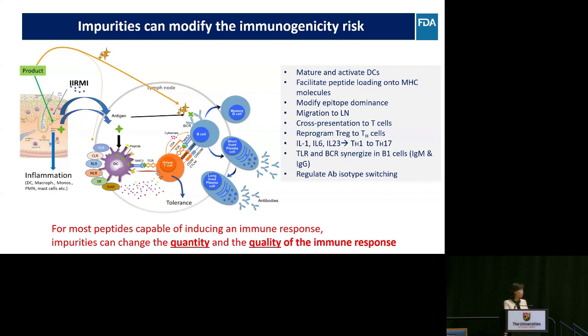And IRMI also, I said they can induce APC activation, and they mostly produce pro-inflammatory cytokines such as IL-1, IL-6, IL-23, which lead to the transition from Th1 to Th17 responses. Also, these impurities are known to activate B1 cells through the TLR-BCR crosstalk, and this can increase antibody production and class switching. So everything says that these IRMIs can change the quantity and quality of immune responses.